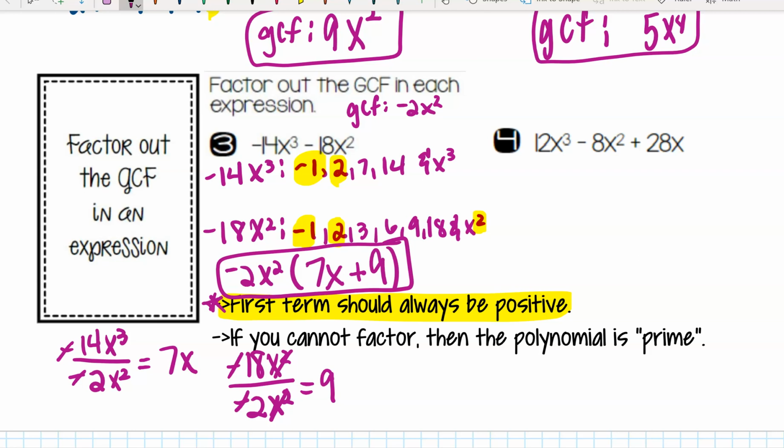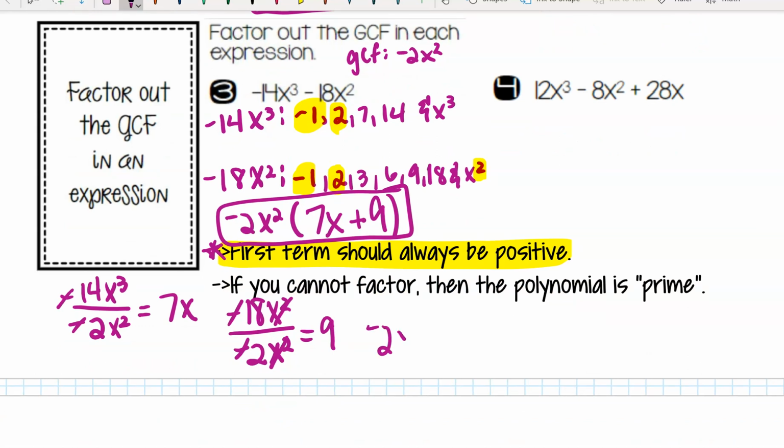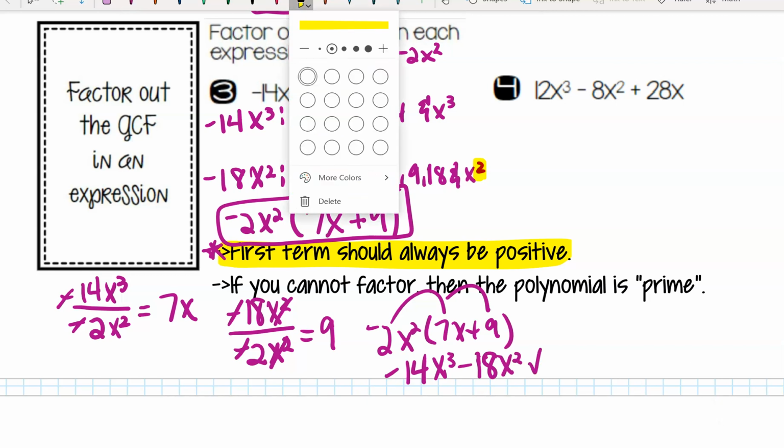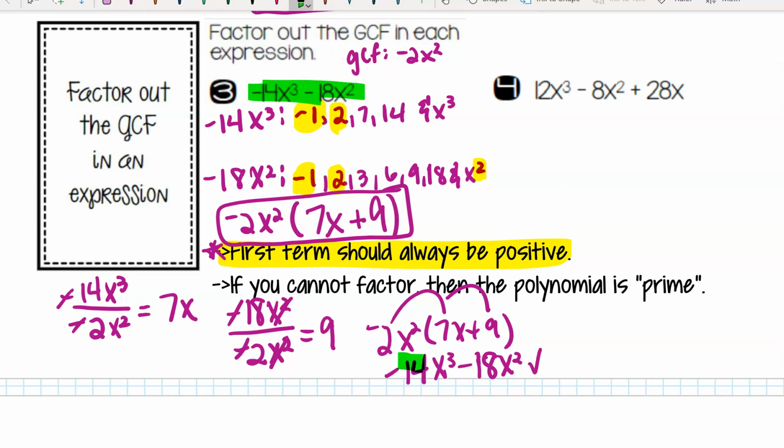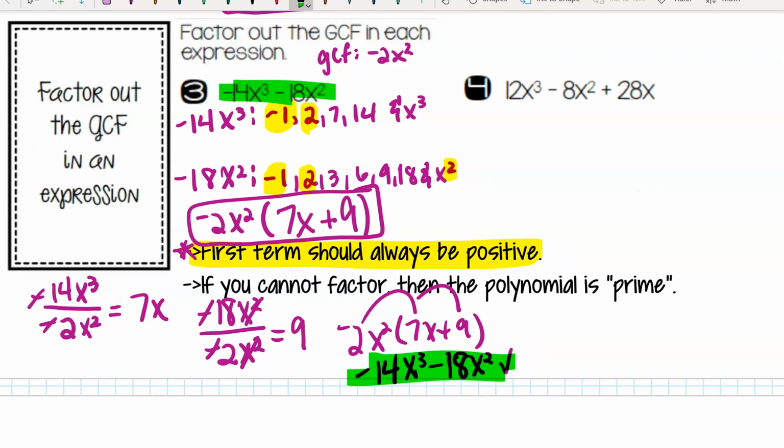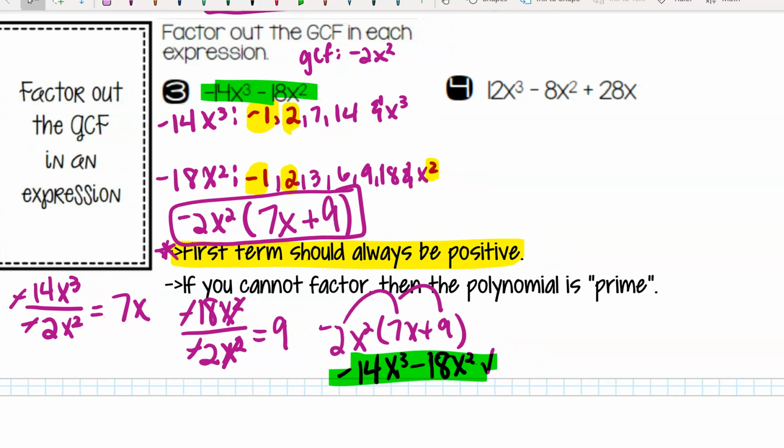That is completely factored, and you can check it to make sure. So if I rewrote it down here, and I'm just going to do it real quick, 7x plus 9, distribute it in: -2 times 7 is -14, x squared times x is x cubed, -2x squared times 9 is -18x squared. So as long as it matches your original expression that we have up here in the problem, then you did it correctly. Okay, so it doesn't matter how many terms you have, as long as you take out your GCF, you divide it out, and then you don't miss anything when you rewrite it.